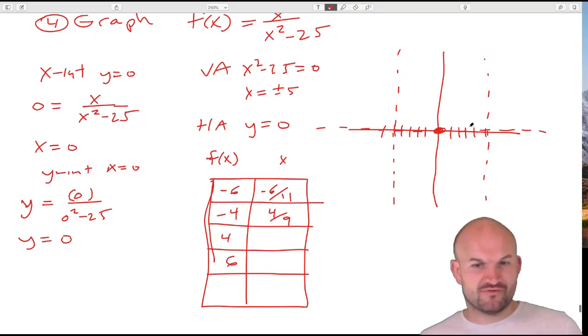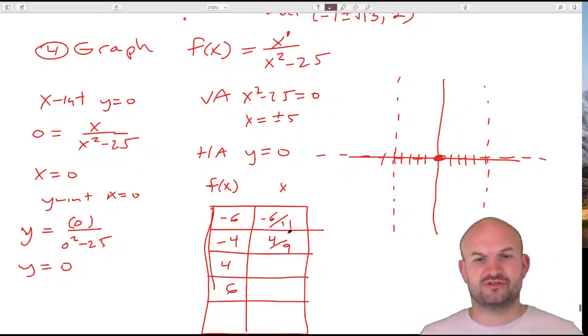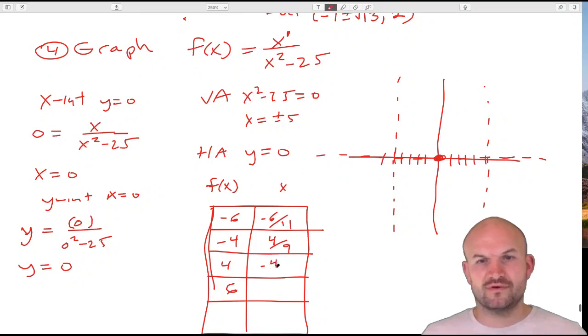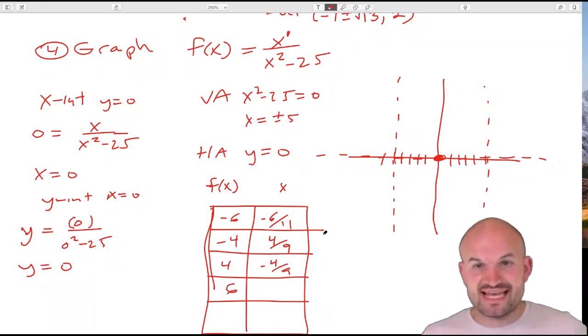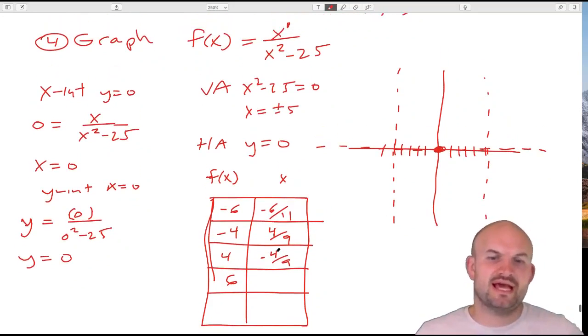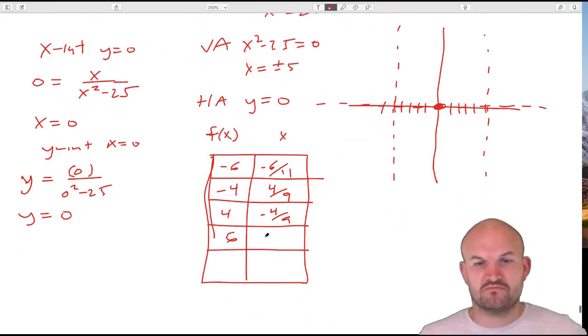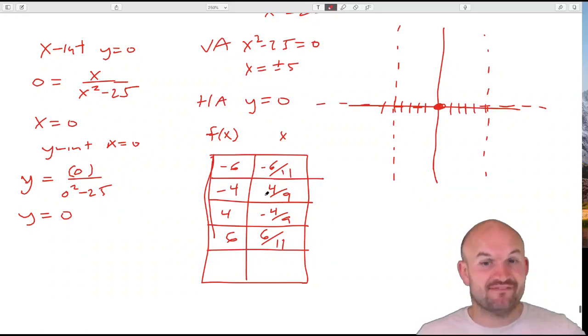If I was going to do +4, I bet that's going to be positive as well, which it's not. That's actually going to be -4/9. And then if I did +6, that's going to be +6/11. So basically, if you wanted to identify the graph a little bit more, you just want to plug in some more points, right? And see what it is.